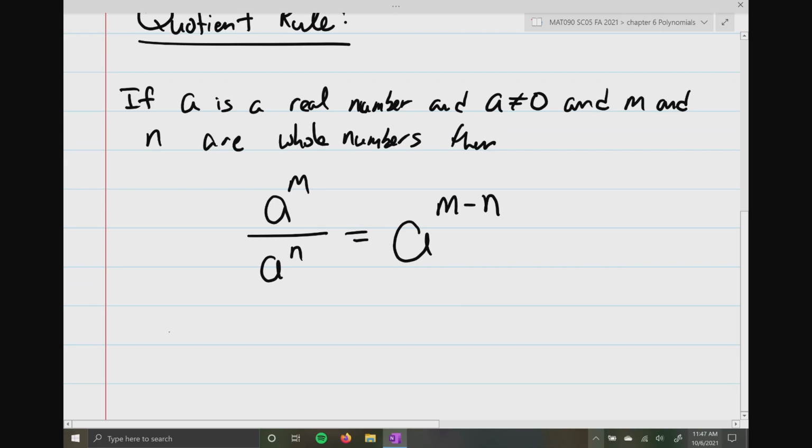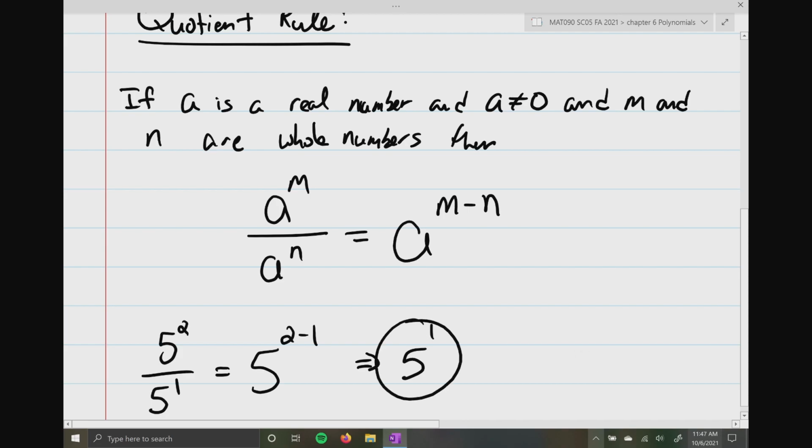Here's a really easy example. 5 to the second divided by 5 to the first. Now, we know 5 to the second is 25. And Amy told us earlier that 25 divided by 5 is 5. Here's another way of doing this using exponents. Notice the number 5, the bases are the same. So all I have to do is subtract the exponents. Last time I checked, 2 minus 1 is 1. So 5 to the second divided by 5 to the first is 5 to the first, or simply just 5. Does that make sense, everyone?